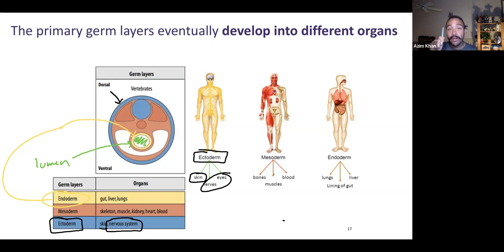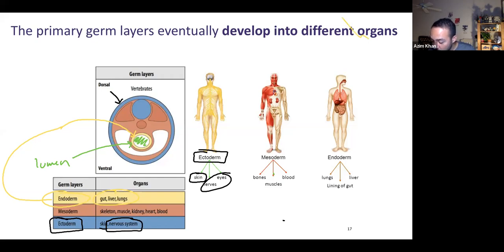And so anywhere we have a lumen that is continuous with the outside of our body, like our digestive tract, our respiratory tract, our reproductive tract, so our gut, our lungs, liver too, because it's related to the digestive system, this is the endoderm. The endoderm becomes these inner lining cells, inner lining tissues. So ectoderm is skin and nervous system. Endoderm is your digestive, respiratory, some of your reproductive system, those types of organs.